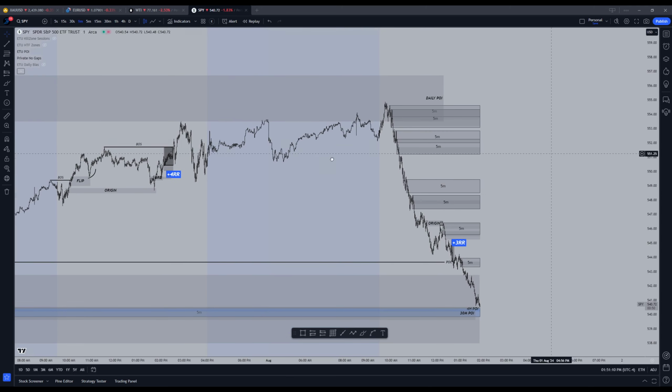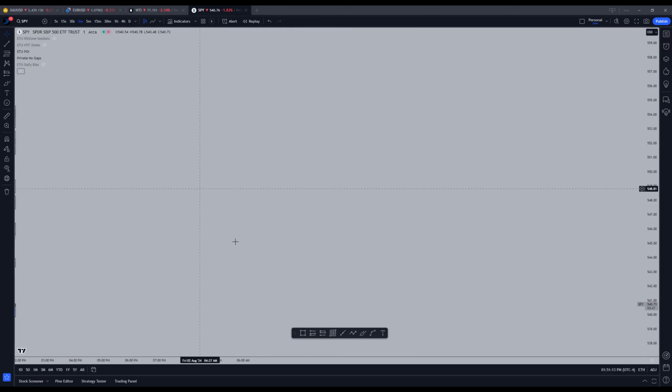You can ignore the chart here on the very far left. Those are trades I took today and yesterday.